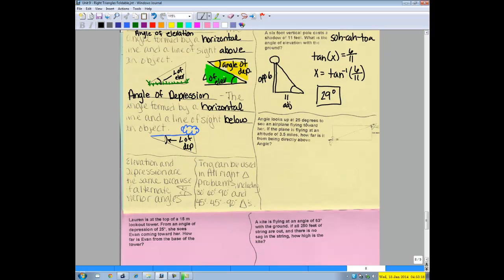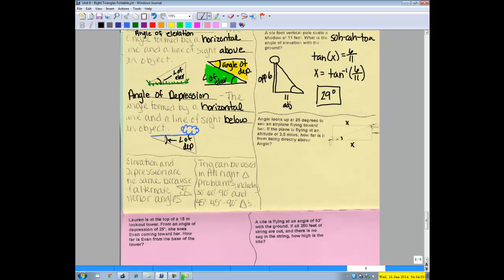Angie looks up at 25 degrees to see an airplane flying. So this angle right here is 25 degrees toward her. If the plane is flying at an altitude of 3.5 miles, so this is 3.5 miles, how far is it from being directly above Angie? So how far across this way is it? Of course, this is like a rectangle, so that also means that we're looking for this side. So whenever we look at this triangle, we're looking for this angle, and we're going to use SOHCAHTOA.